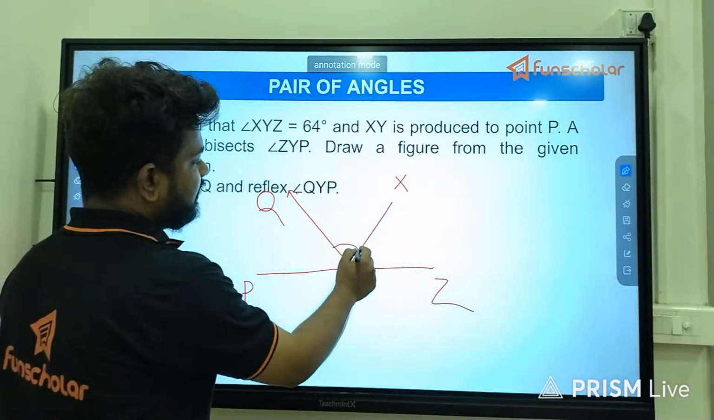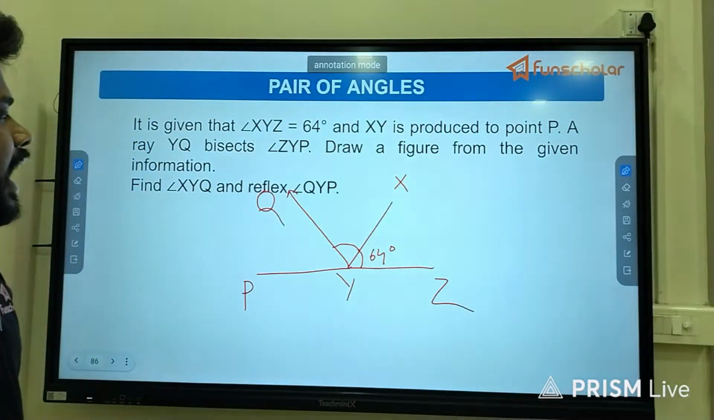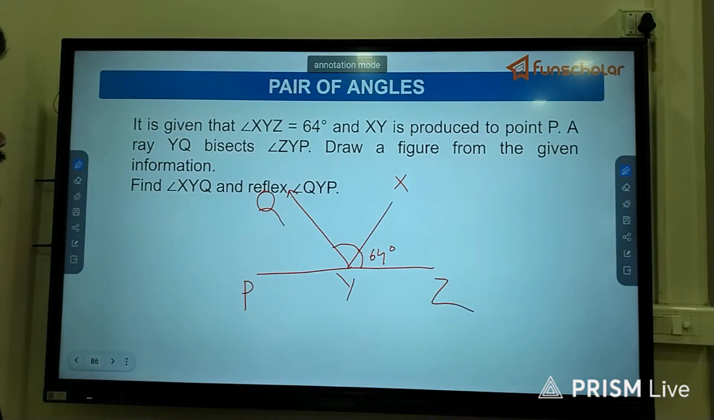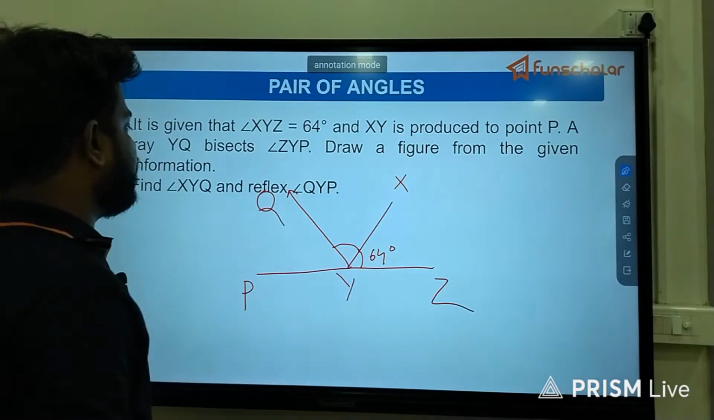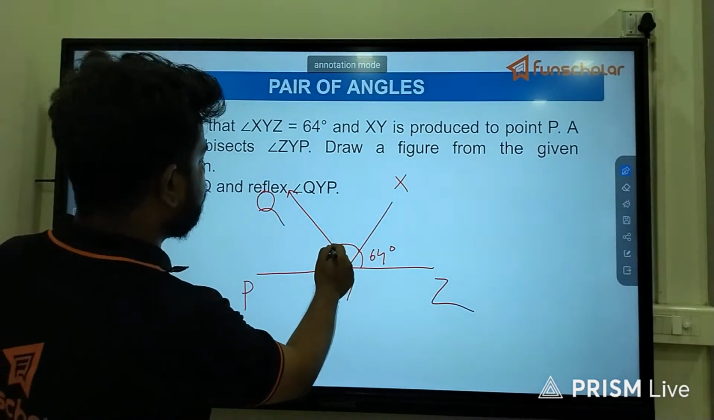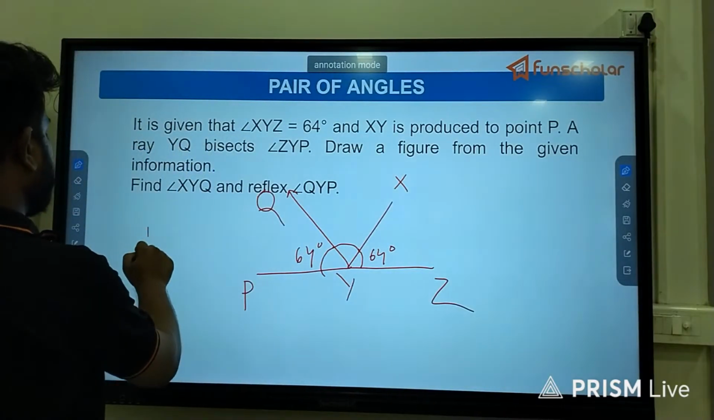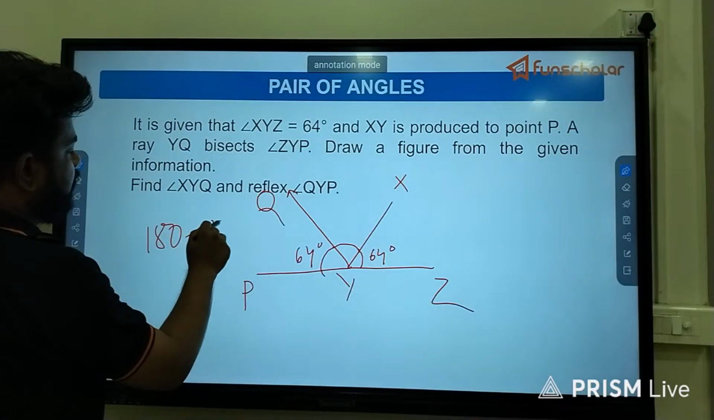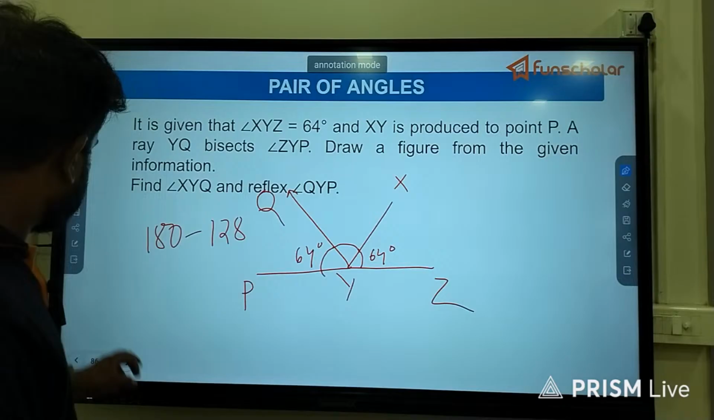So XYZ is 64 degrees. If it's 64 degrees and the total is 180 degrees, then this will also be 64. So 64 and 64 will be 128. So the total is 180 minus 128 will be the answer. Okay.